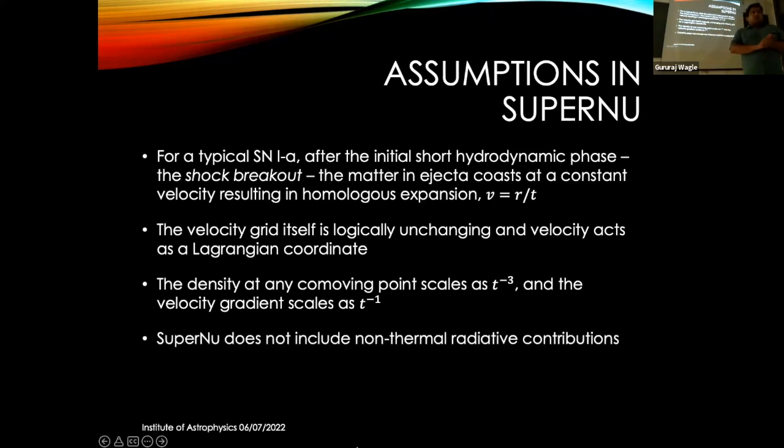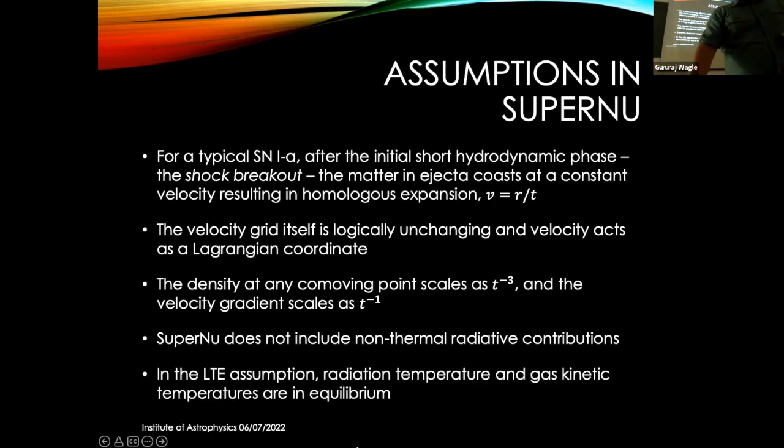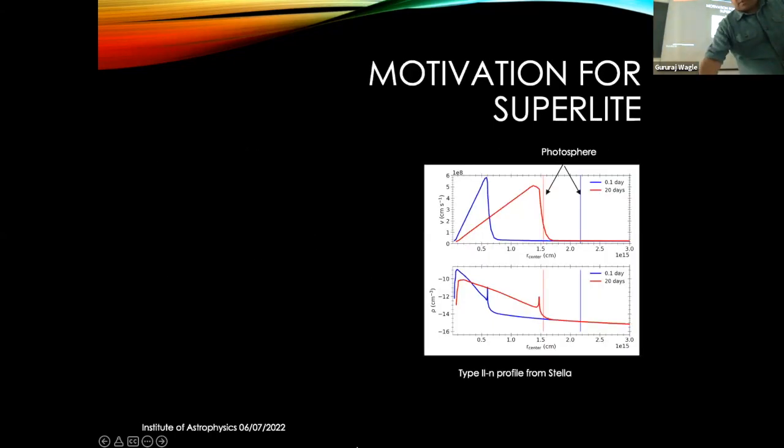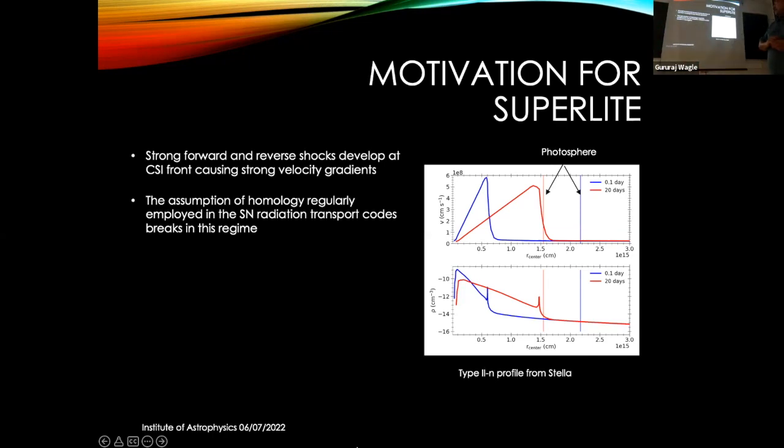But SuperNew, since it assumes homologous expansion and does not include non-thermal radiative contributions, is not sufficient to produce the spectra of type 2n or superluminous supernovae. In the LTE assumption, the radiation temperature and gas temperature are in equilibrium, which, as I will shortly show here, is not the case for type 2n supernovae.